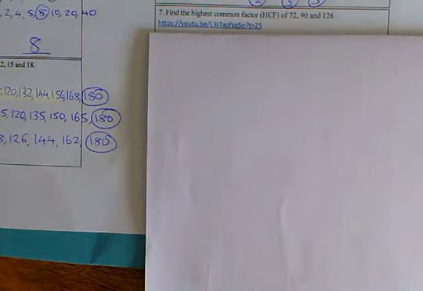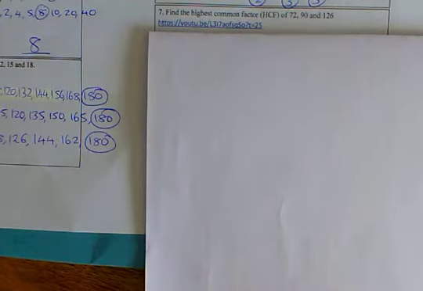Okay, question 7, we're asked to find the highest common factor of 72, 90 and 126. Now you could do what we did a bit earlier and just list all of the factors of each of them, but I'm going to show you how you can do this using Venn diagrams. The first thing you need to do is write each of these as a product of prime factors. So we need to do a factor tree for each.